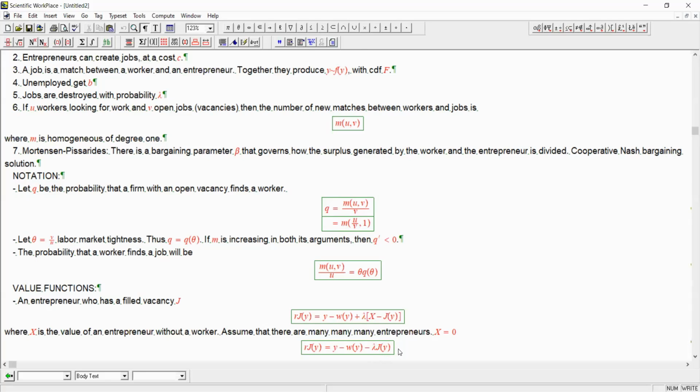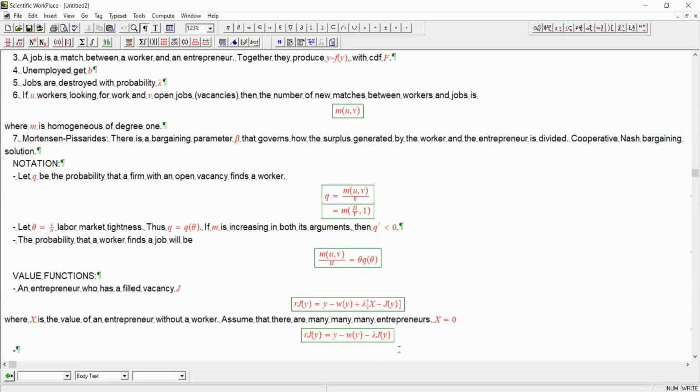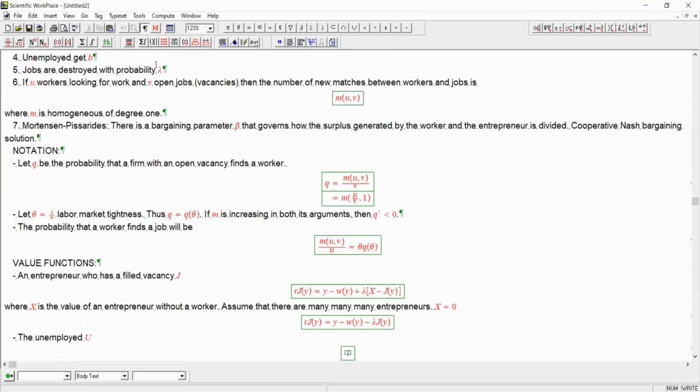Next, what about the unemployed? Let's make their value function U. Again, going straight into flow form, we have r of U is going to be equal to b. That's what they get from being unemployed. But things could change. What could change? The unemployed worker might find a job. And that happens with probability what? With probability theta q theta.